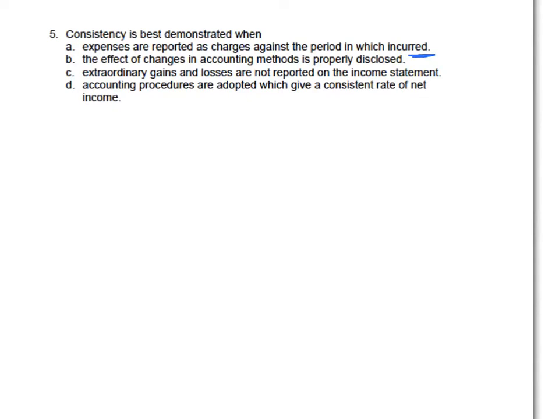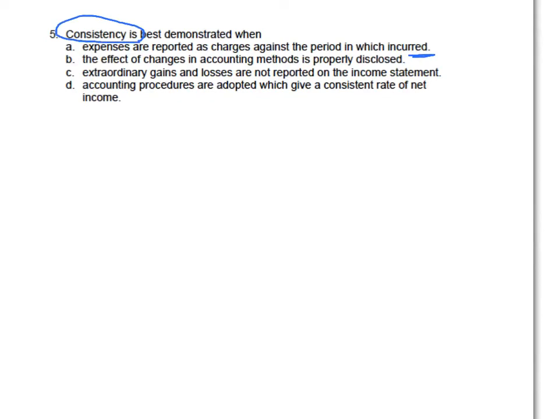Last year we used LIFO, this year we use FIFO. But had we used FIFO last year, this is what it would have been, and this is how the results from last year are, and this is how they are this year, both on FIFO. Extraordinary gains and losses are not reported on the income statement. That really doesn't have much to do with consistency. What we're talking about is something across time.